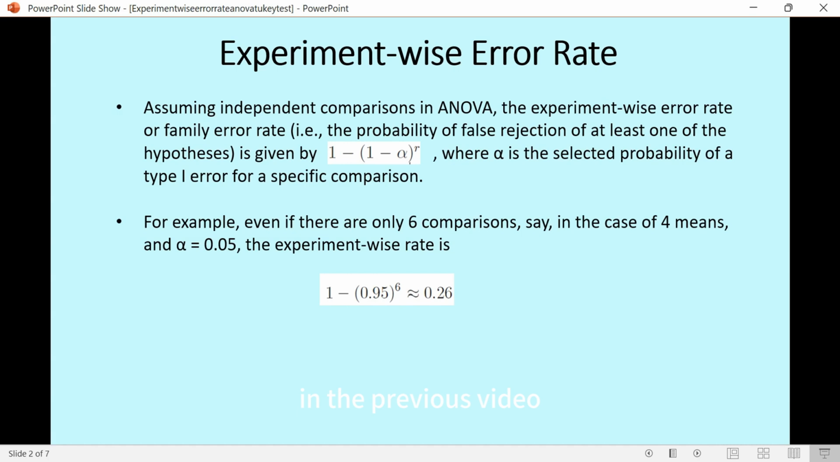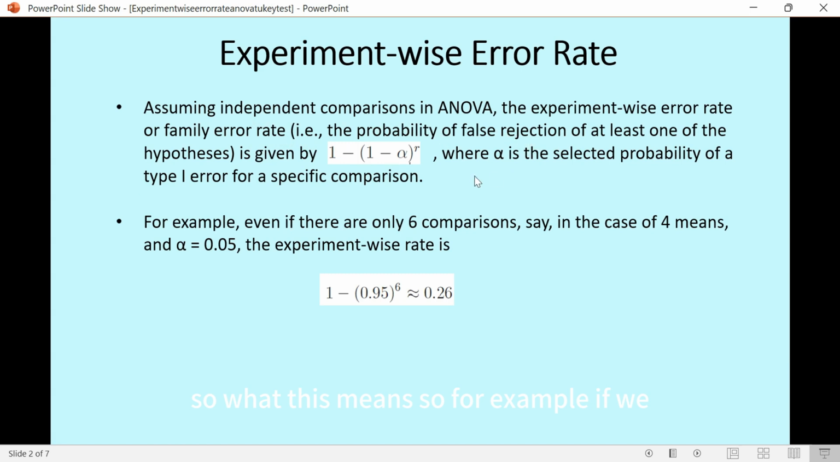So, in the previous video for ANOVA, we have seen that we can use, for example, a confidence interval to test a single comparison between two treatments' values in experiments. And when we want to make multiple such comparisons between different pairwise treatments' mean values, then the error rate, or we say the family error rate, will increase.